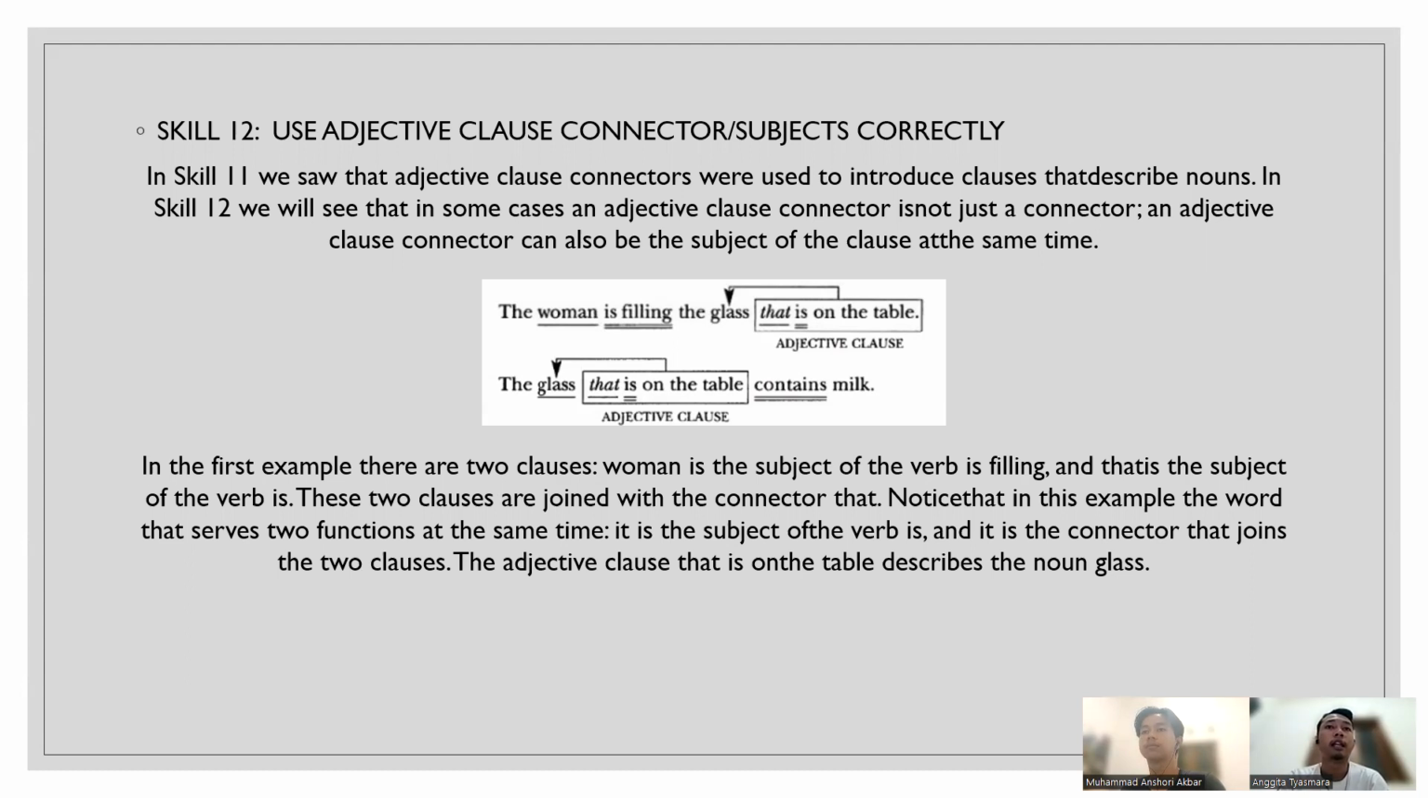In the first example, there are two clauses. Woman is the subject of the verb is feeling, and that is the subject of the verb is. These two clauses are joined with the connector that. Notice that in this example, the word that serves two functions at the same time. It is the subject of the verb is, and it is the connector that joins the two clauses. The adjective clause that is on the table describes the noun clause.